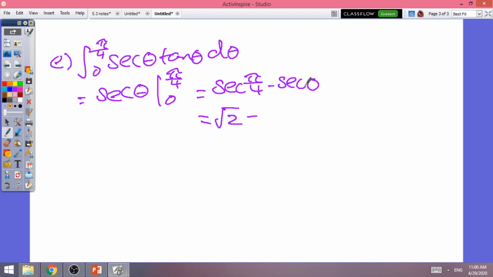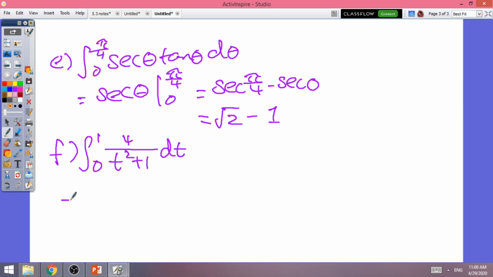Minus secant of 0, so secant of 0, that's 1. So the area under the curve for this integrand is root 2 minus 1. And now let's see what else for f. So this one is the integral from 0 to 1, and then the integrand is 4 over the quantity t squared plus 1 times dt.